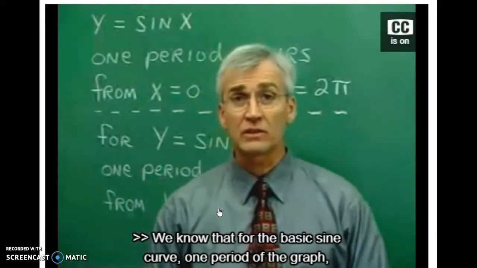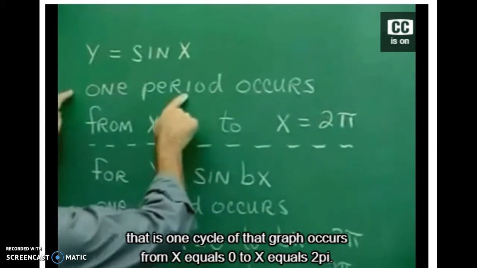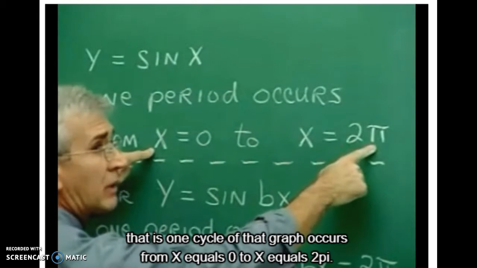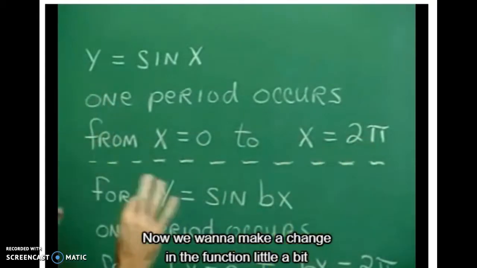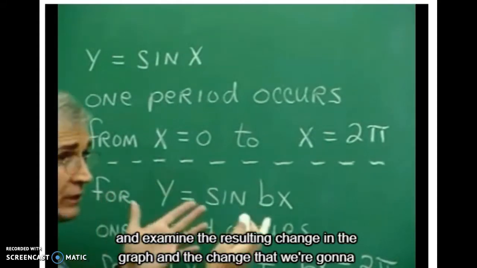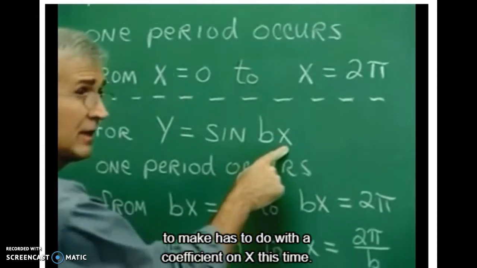We know that for the basic sine curve, one period of the graph, that is, one cycle of the graph, occurs from x equals 0 to x equals 2 pi. Now, we want to make a change in the function a little bit and examine the resulting change in the graph. And the change that we're going to make has to do with a coefficient on x this time.